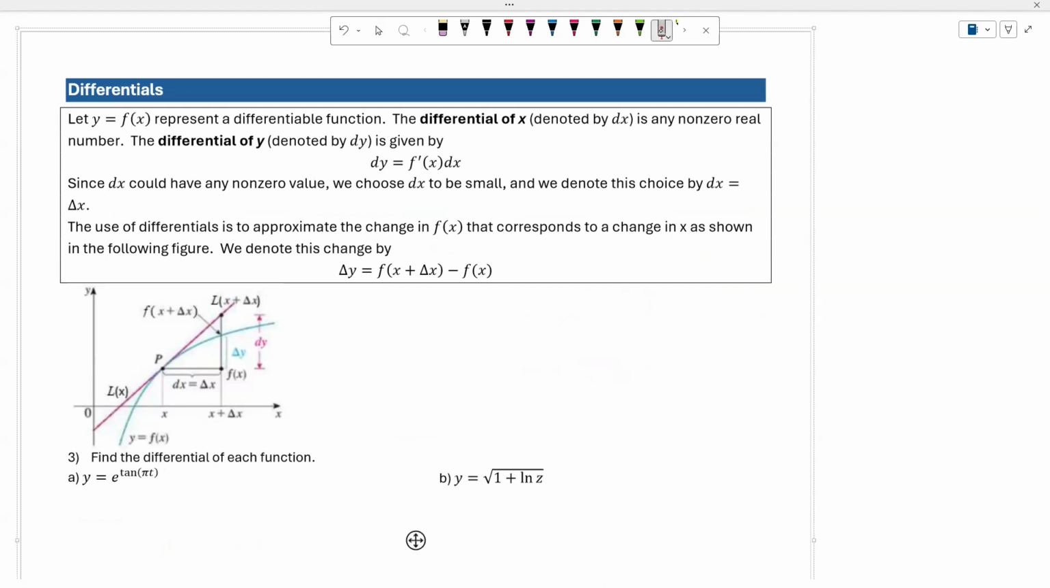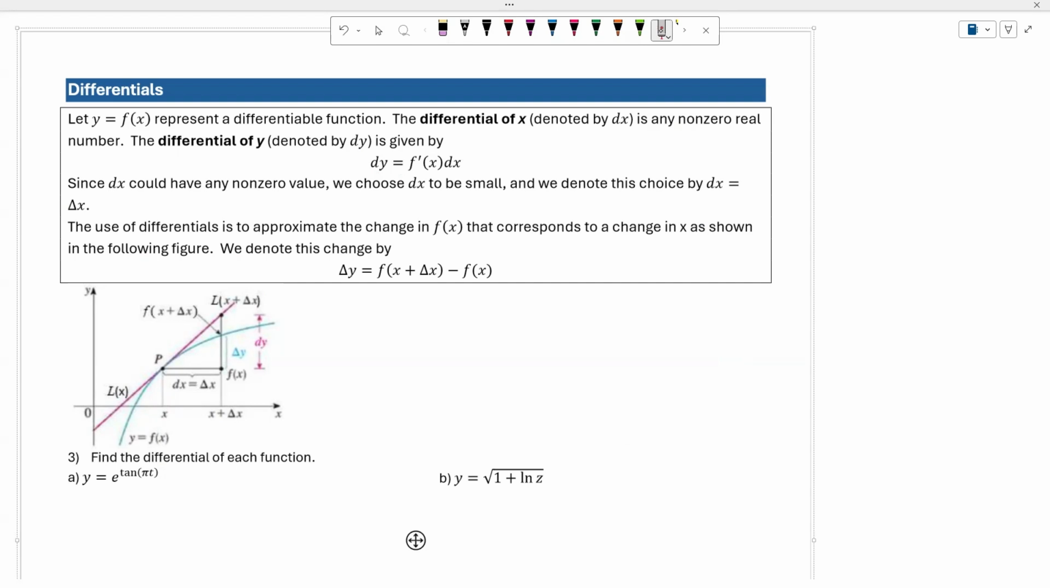Let y equal f of x represent a differentiable function. The differential of x, denoted by dx, is any non-zero real number, and the differential of y is given by dy. In this case, dy equals f prime of x dx. Since dx can have any non-zero value, we choose dx to be small, and we denote this choice by dx equals delta x.